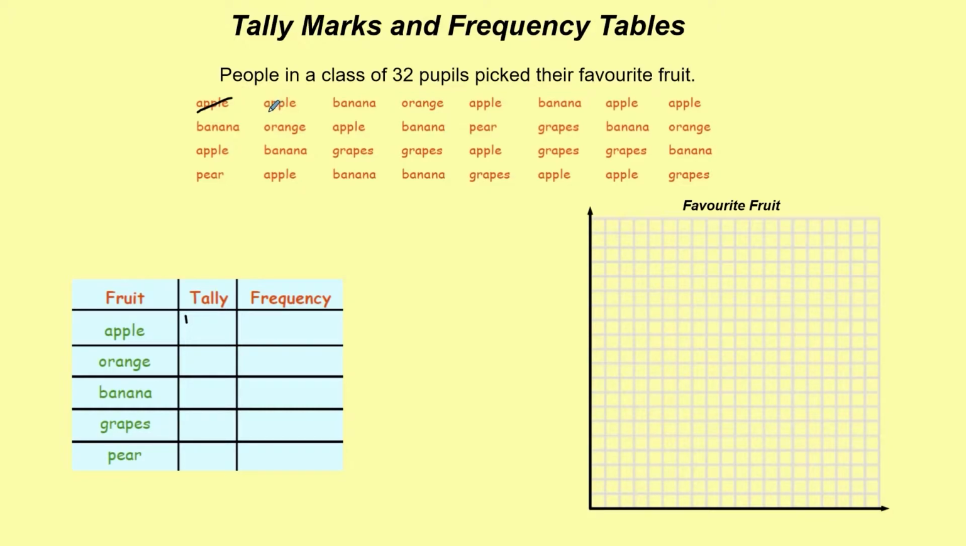Next one, apple, cross it out, tally mark. Banana, tally mark, make sure you put it in the correct box. Orange, and we're just going to go through the whole list, putting our tally marks down so we don't miss any out. When we get to the fifth one, remember, we put a little line across to make it into a gate, and that shows that we've got 5 tally marks for apple. Next row.